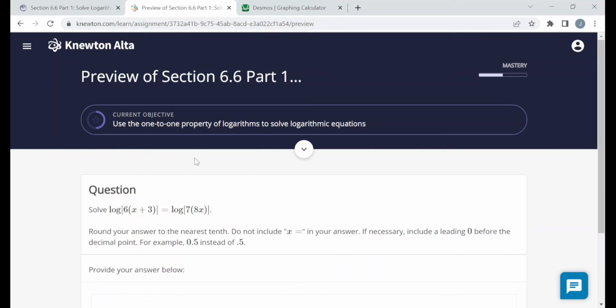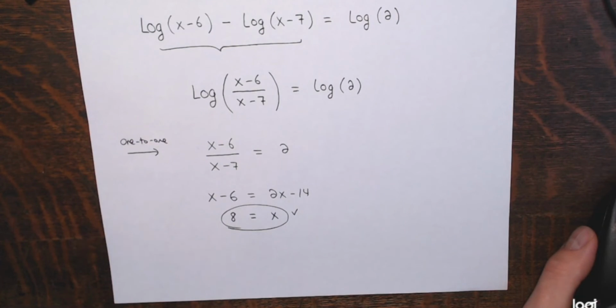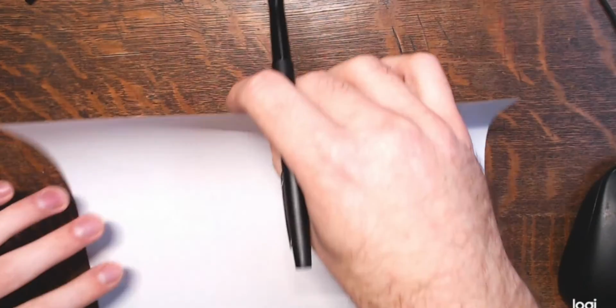All right, so using this one-to-one property again. Now this one's nice. They have logarithm equals logarithm, and it's already a single log on both sides, right? And then we're asked to round our answer to the nearest tenth. So we're probably going to be using a calculator here and rounding.